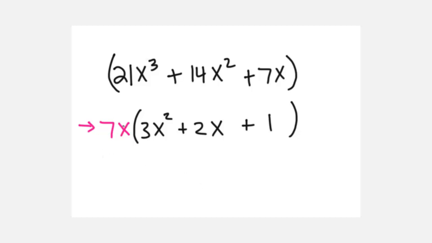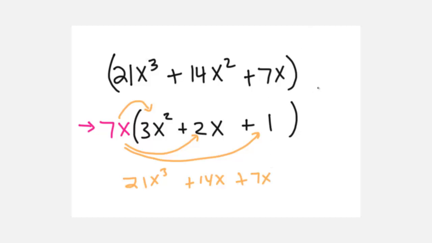Okay? So now we can check our answer. If we were to distribute this 7x into each term inside the parentheses, we'll get the original, right? We can do it right here. We get 21x cubed plus 14x squared plus the 7x. So these two are equal to each other. Okay, and we're done, and we're happy.